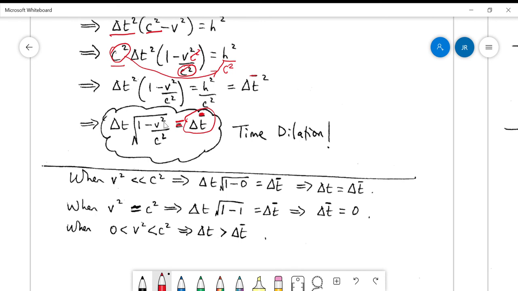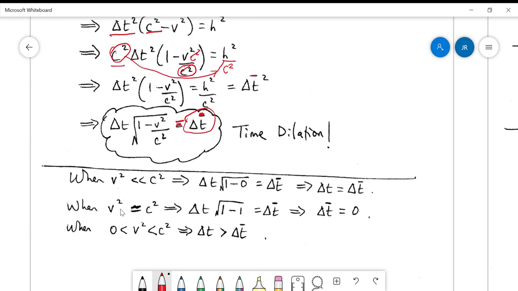Then look what happens to the parenthesis, this thing under the radical sign here. Then because V squared is so much smaller than C squared, essentially V squared divided by C squared is zero. So then the radical becomes the radical of one minus zero, which is just the radical of one. And the radical of one is just one. So essentially it makes the two frames of reference the same. So delta t and delta t line are the same. So effectively no time dilation.